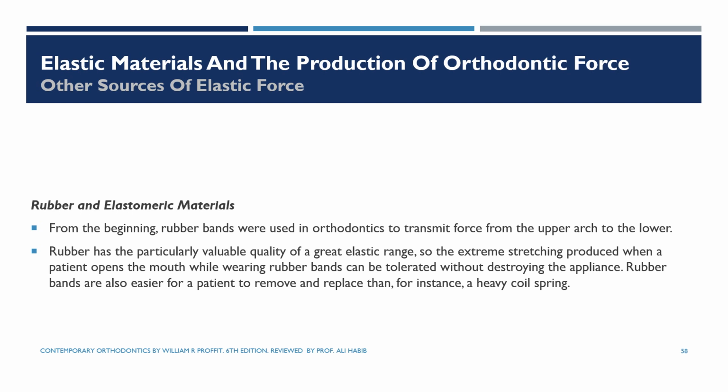For rubbers and elastomeric materials, from the beginning, rubber bands were used in orthodontics to transmit force from the upper arch to the lower, like the class 2 elastic. Rubber has the particularly valuable quality of great elastic range, so the extreme stretching produced when a patient opens the mouth while wearing rubber bands can be tolerated without destroying the appliance. Rubber bands are also easier for patients to remove and place than, for instance, heavy coil springs, so they were convenient to use.